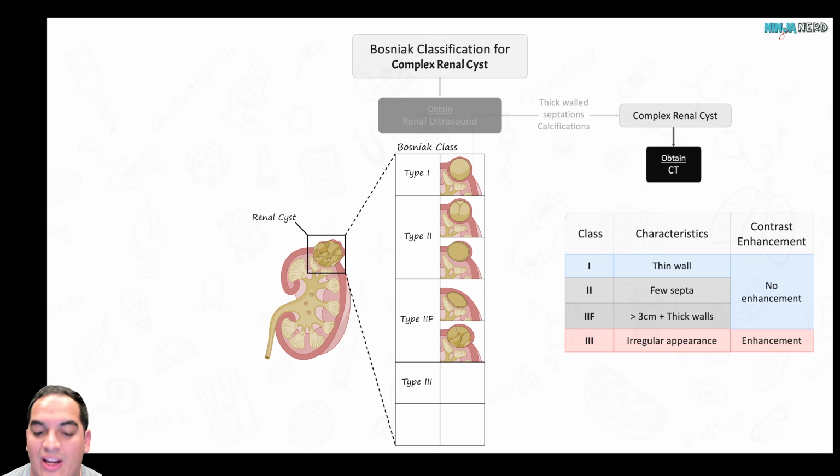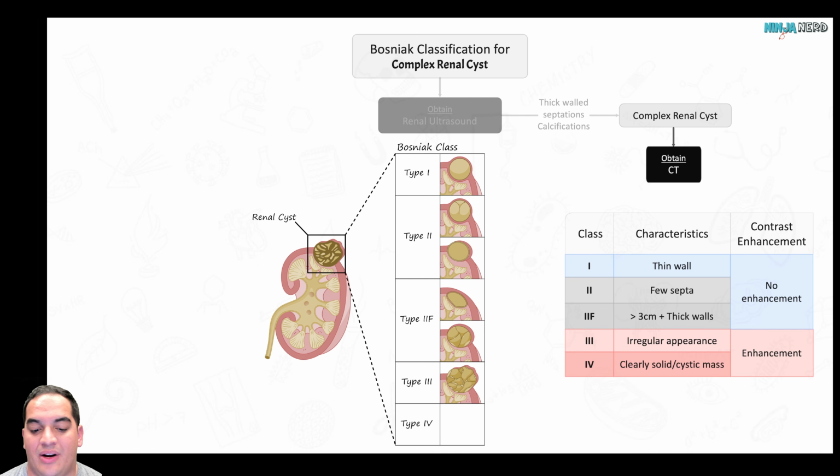and it appears irregular, and it does start to begin enhancing, I'm a little bit more concerned in this patient, and I may need to actually go in and do a nephrectomy, maybe a partial nephrectomy. If it appears very clear and solid, like a cystic appearing mass, and it's enhancing, I'm very scared and I may need to go in and do a nephrectomy as well. And that's kind of the way that I would judge a patient on their Bosniak classification.